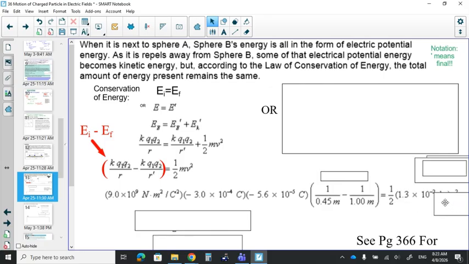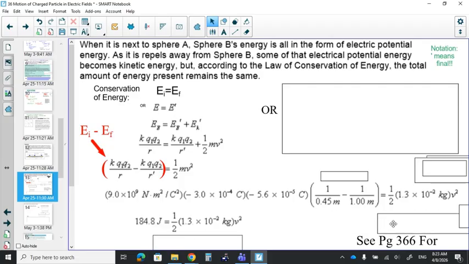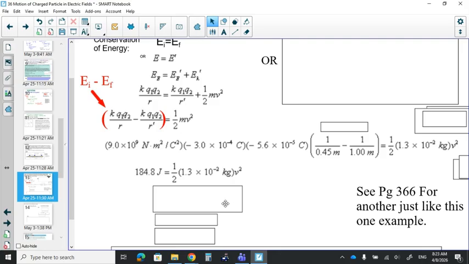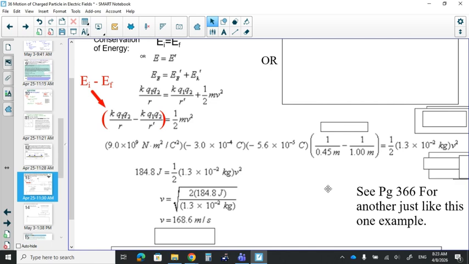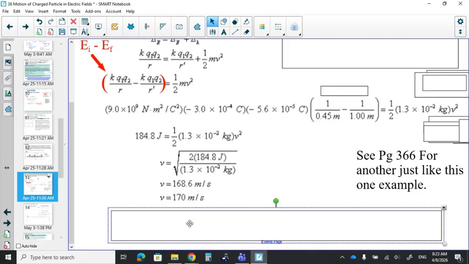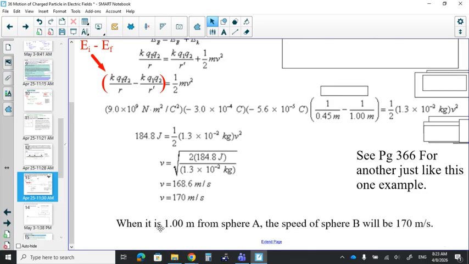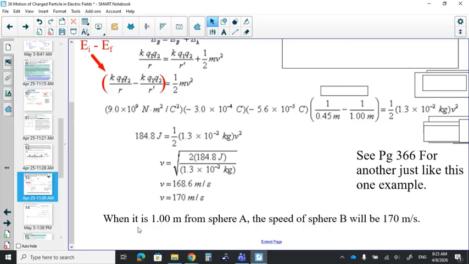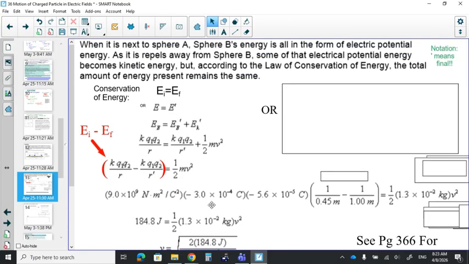But you just throw in the numbers, you calculate it all out, and you end up with a value for v because we have the mass, we have everything, right? So algebra kicks in, calculate it out, get your value. Okay, so 170 meters per second, right? There we go. And again, press pause, of course, if you need to slow that down. But yeah, it's an initial minus final situation.